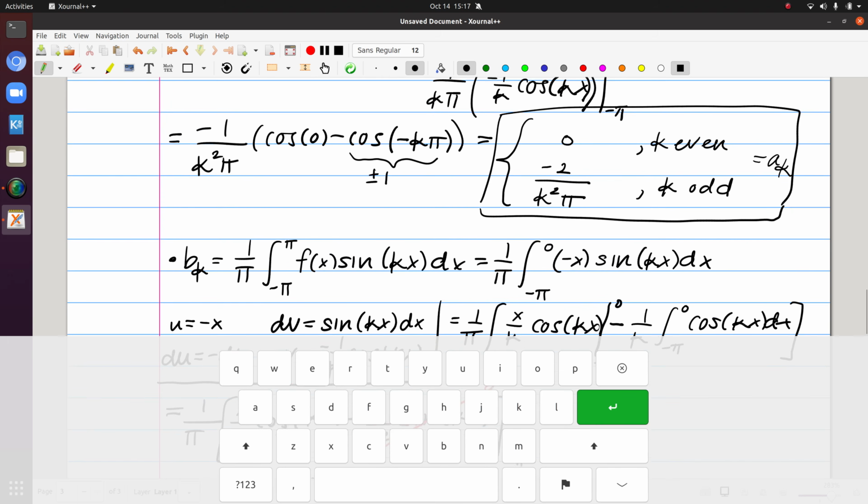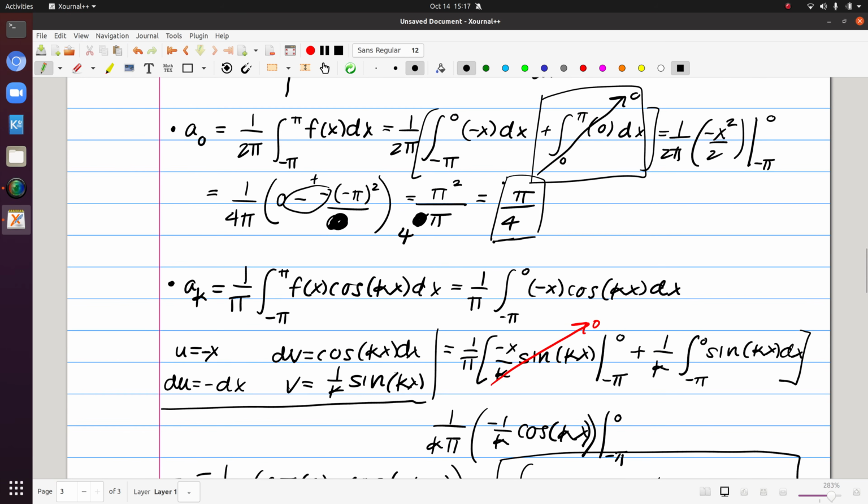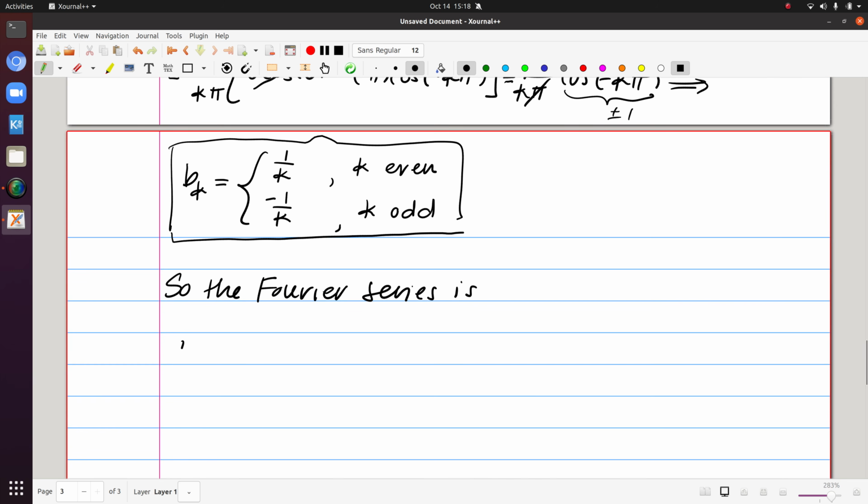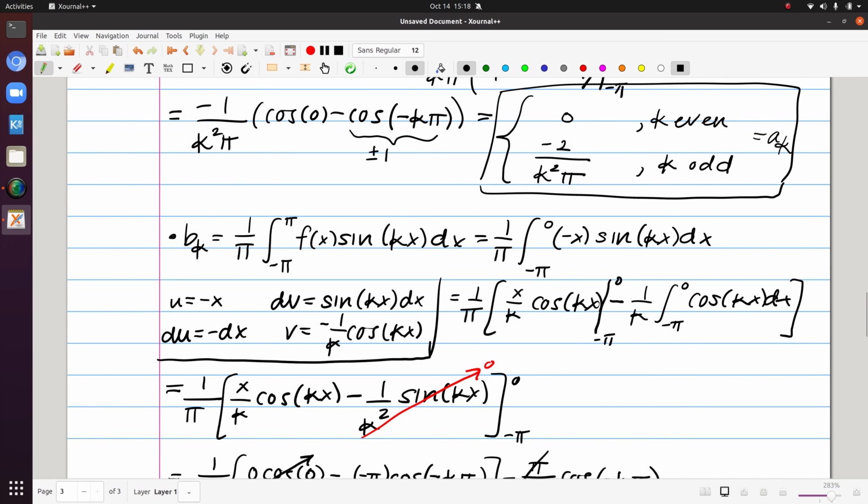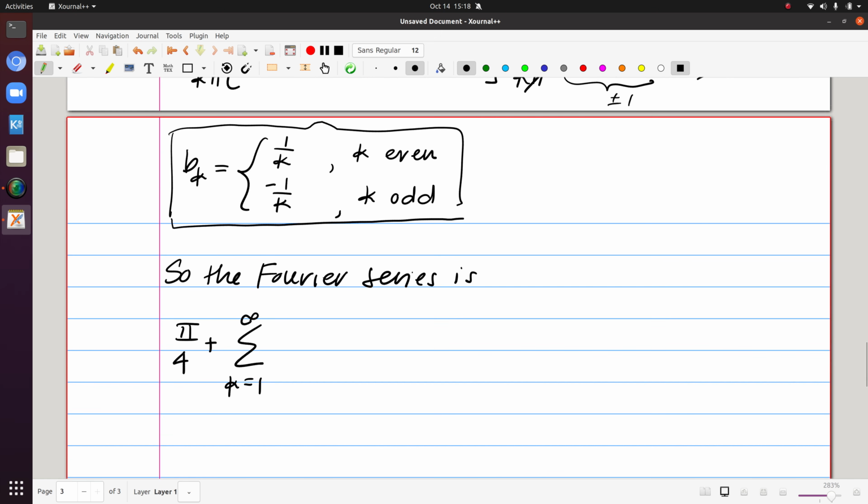is, first of all, we go back and grab our a sub 0, and we found that to be pi over 4. Then we look at our sum of the cosine terms, whose coefficients were the a sub k's. We want to represent that so that we only have odd k's represented. So this negative 2 over k squared pi will become negative 2 over 2k minus 1 quantity squared pi. And we will likewise replace the k inside of cosine with 2k minus 1. That is from experience from the previous examples.